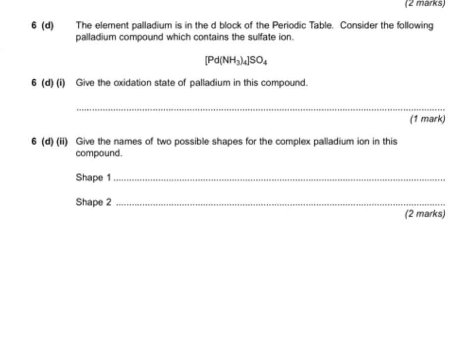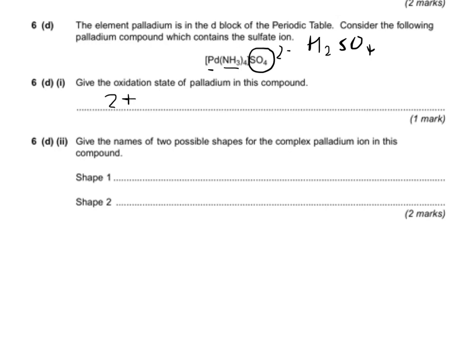The element palladium is in the D block of the periodic table. Consider the following palladium compound which contains a sulfate ion. Give the oxidation state of palladium in this compound. So a sulfate ion, if you think about H2SO4, must have a charge of 2 minus. Ammonia is neutral, and therefore the palladium must have a 2+ charge.